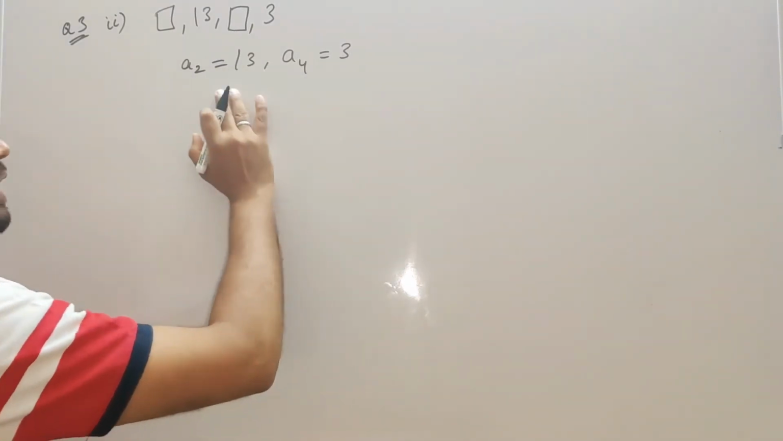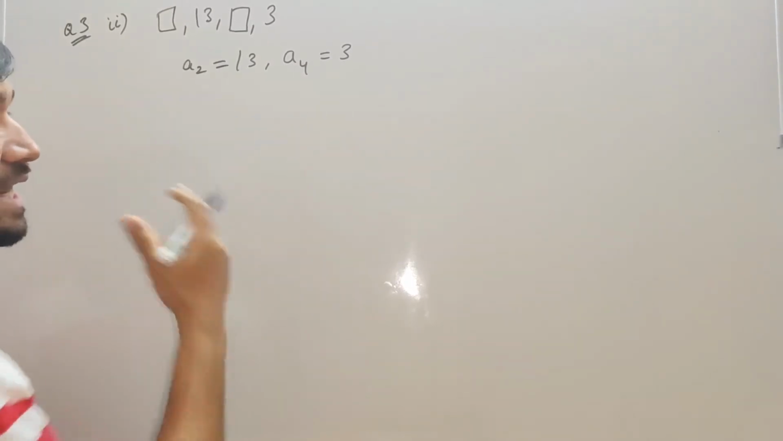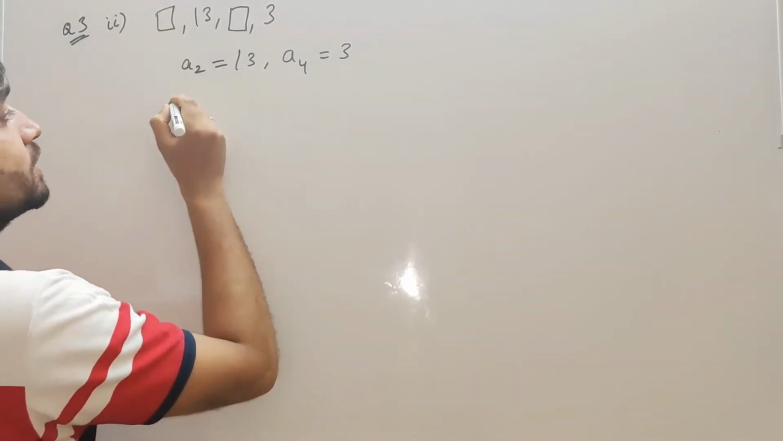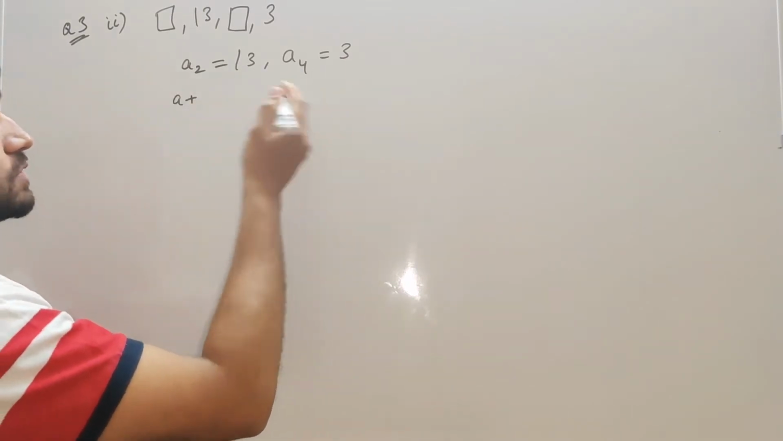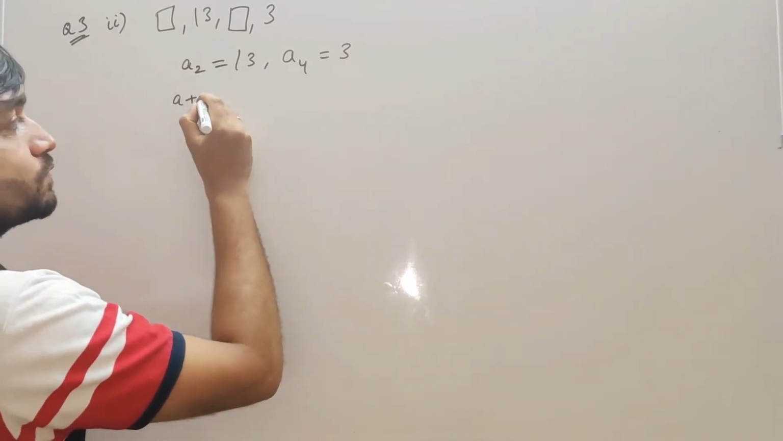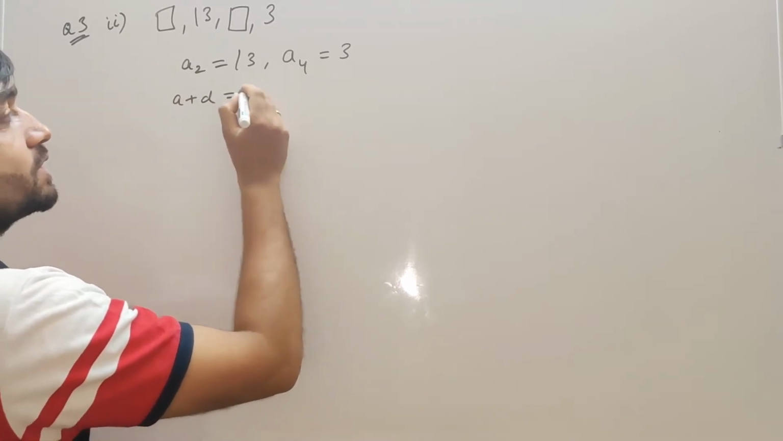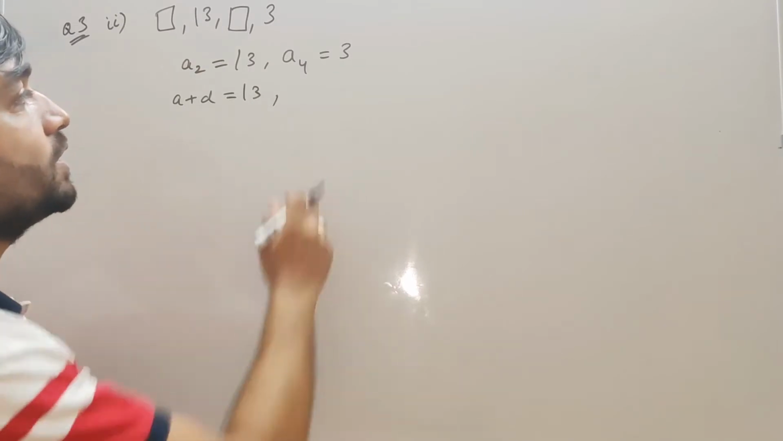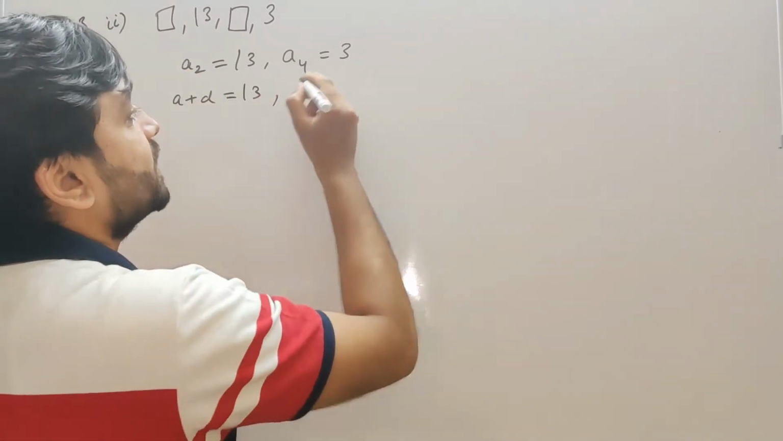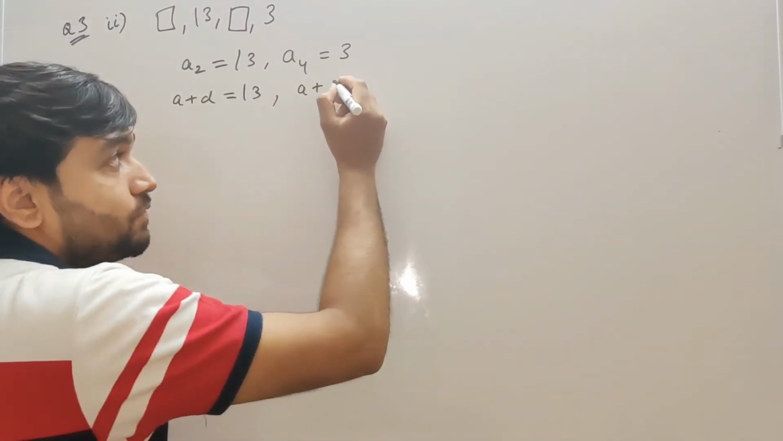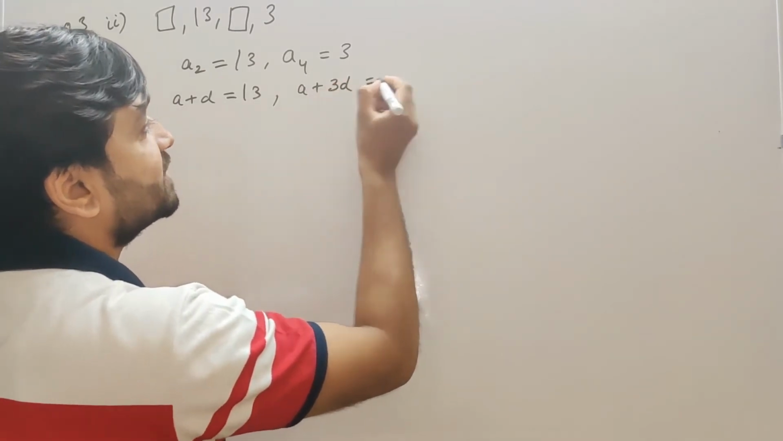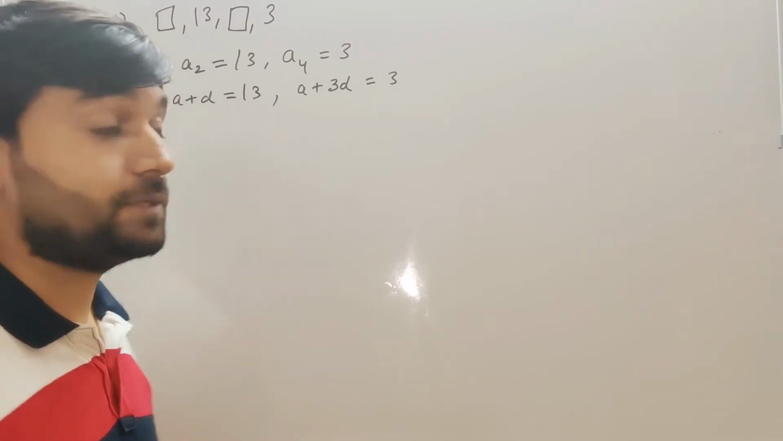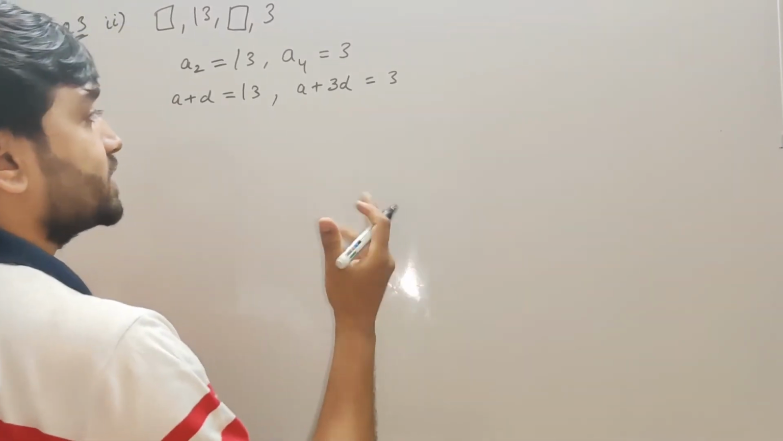Now A2 equals 13, A4 equals 3. We can use the respective equations. The formula we know for the nth term is a plus (n minus 1) into d. So A2 will be a plus (n minus 1), n is 2 here, so 2 minus 1 is 1, into d, is equal to 13. This is what we get from this equation. A4 is a plus (n minus 1) into d, so 4 minus 1 gives you 3d, is equal to 3. So these are your two linear equations in terms of a and d. We can solve these two equations simultaneously.